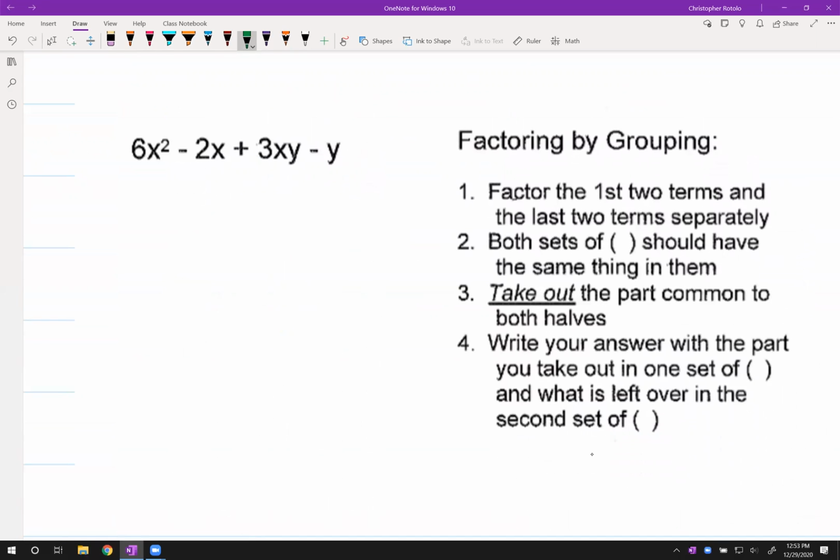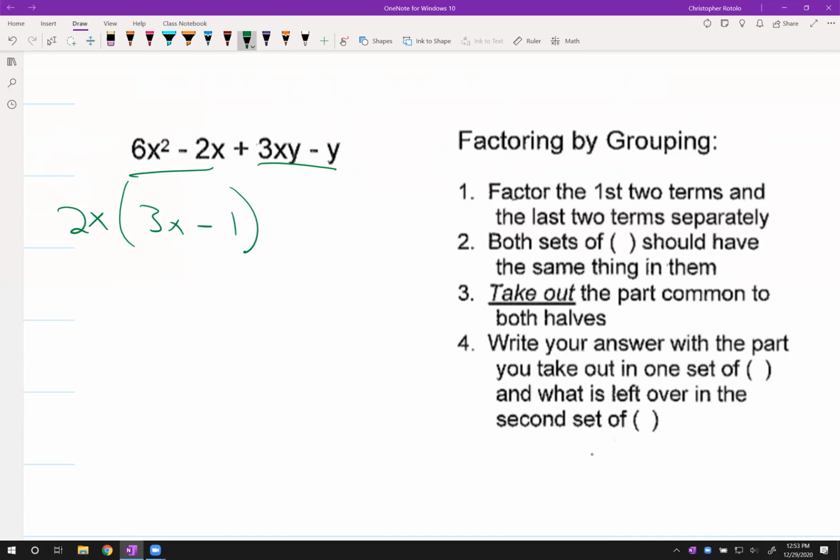So factor the first 2 terms and the last 2 terms separately. So I'm going to underline them separately. In both sets, I should have parentheses around the same thing and take out the common part for both halves. All right, so let's say the GCF of 6 and 2 is 2. X squared and x, they both have an x. So let's divide. 6 divided by 2 is 3. Let's take out an x minus, here it is, 2x divided by 2x is 1.